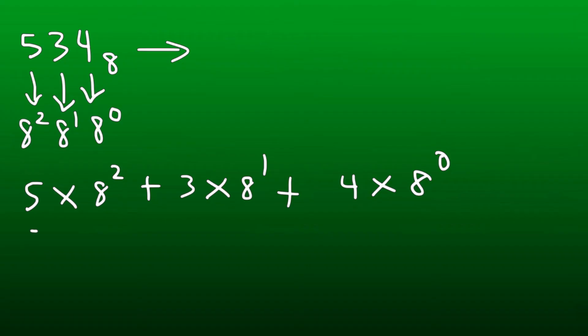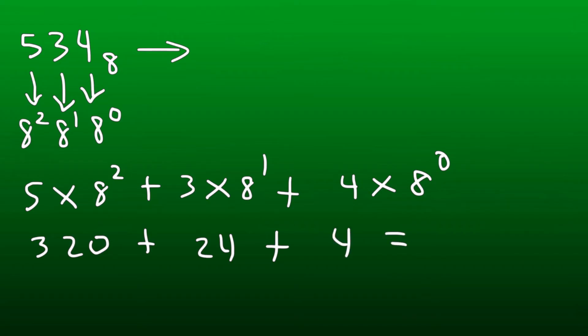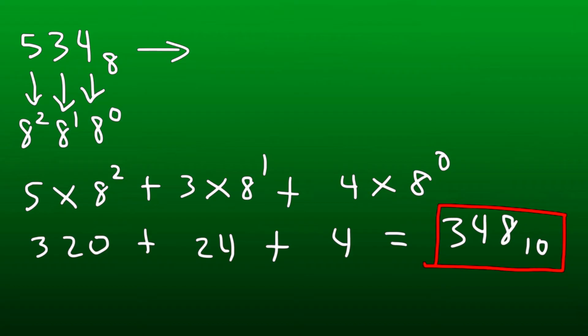Now 8 squared, that's basically 8 times 8, which is 64. And then 5 times 64 is 320. Now 3 times 8 is 24, and anything raised to the 0 power is 1. So 8 to the 0 is 1. 1 times 4 is 4. So we need to add 320 plus 24 plus 4, and that will give us 348 in the base 10 system. And so that's how you can go back from the octal system into the base 10 system.